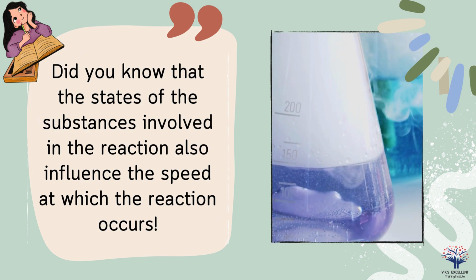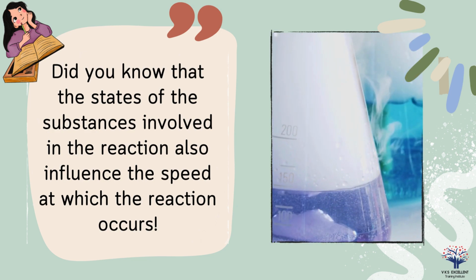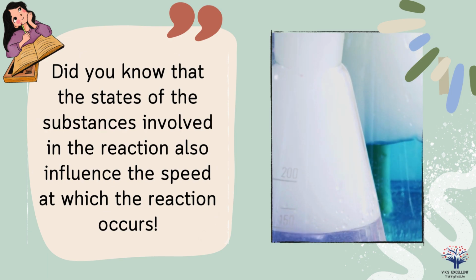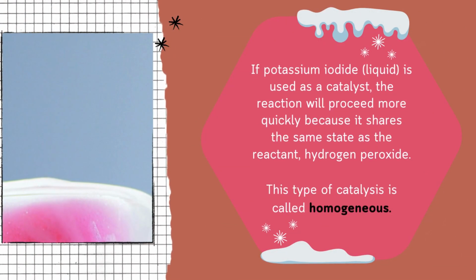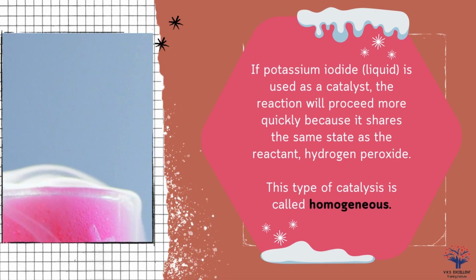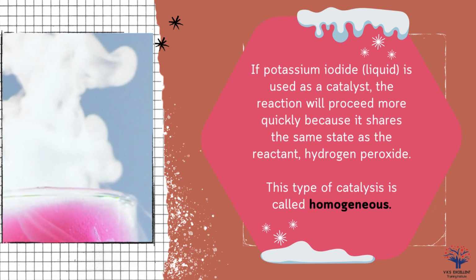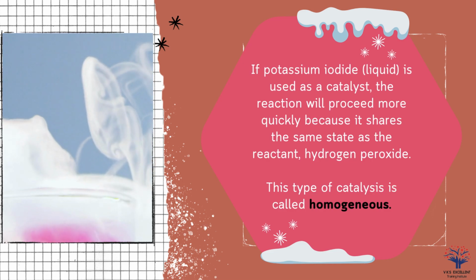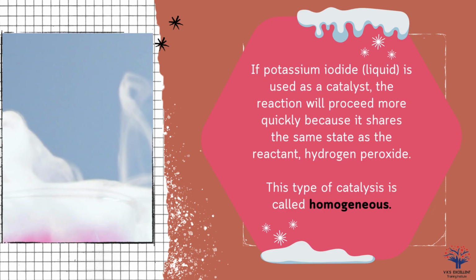Did you know that the states of the substances involved in the reaction also influence the speed at which the reaction occurs? If potassium iodide, a liquid, is used as a catalyst, the reaction will proceed more quickly because it shares the same state as the reactant, hydrogen peroxide. This type of catalysis is called homogeneous.